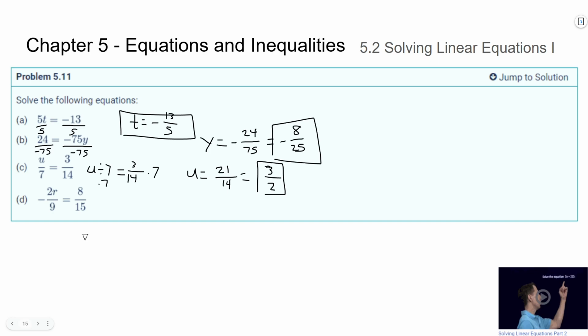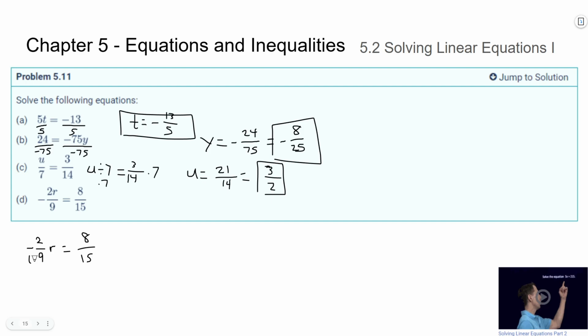Okay, so this one is interesting. We have negative 2r over 9 equals 8 over 15. We could do this a couple different ways. First of all, we could do it in 2 steps. We could multiply both sides by 9. That would get rid of this, right? If we do times 9, then these would cancel out. And then we could divide by negative 2. Or we can do this in 1 step. Remember we can write this as negative 2 over 9 times r. It'd be the same thing. You can just pull that r out.